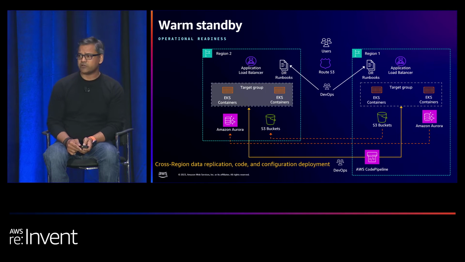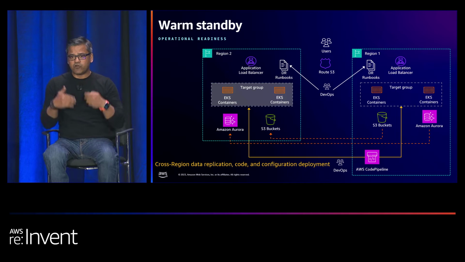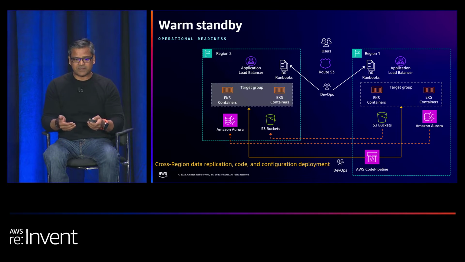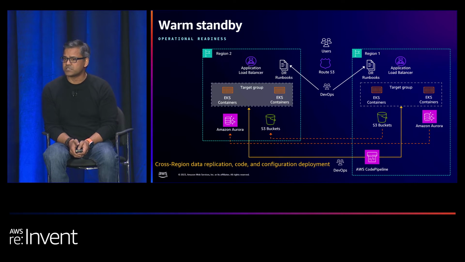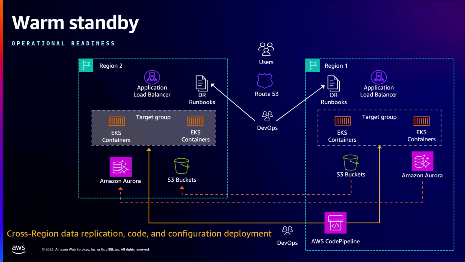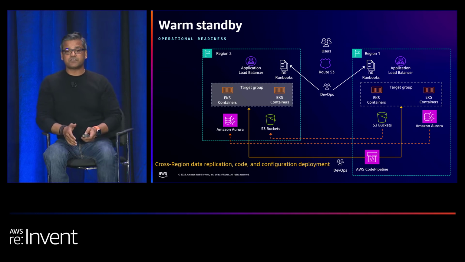Another key call out here is whatever your recovery procedures are, your recovery mechanisms, your DR runbooks, you need that runbook to be available in both regions. And ideally, what you want to do is invoke those runbooks from the region where you're recovering into, your secondary region. Again, the reason is very similar.